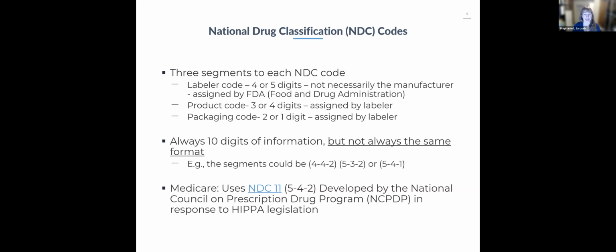So this is always 10 digits of information, but not always in the same format. So it could have been 4-4-2 or 5-3-2 or 5-4-1. When we're looking at NDC codes within the PDE, we don't have dashes. So you may be confused, how are we going to figure this out? What Medicare actually uses is a standard called NDC 11, and this is always 5-4-2.